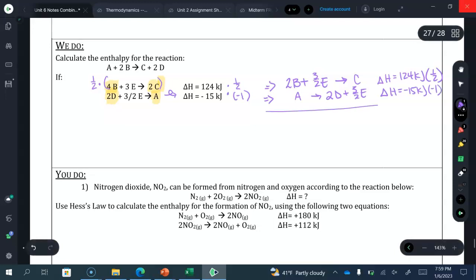Adding the 2 reactions together, we should see that the E's cancel, and we should get the same reaction that was asked of us, which is A plus 2B yields C plus 2D. They do indeed match, so that means that I can add my delta H to get the delta H of this reaction by combining these terms and then adding the 2 of them together, and you should get a positive 77 kilojoules for this reaction.